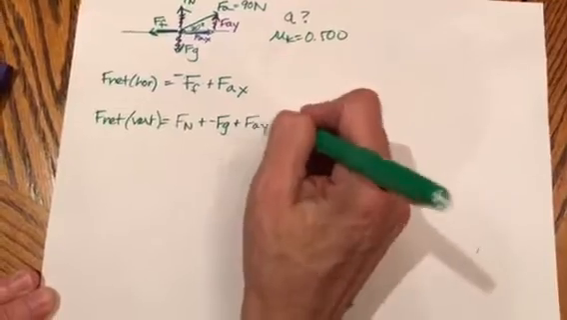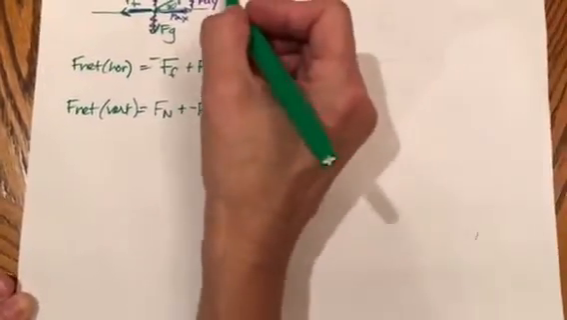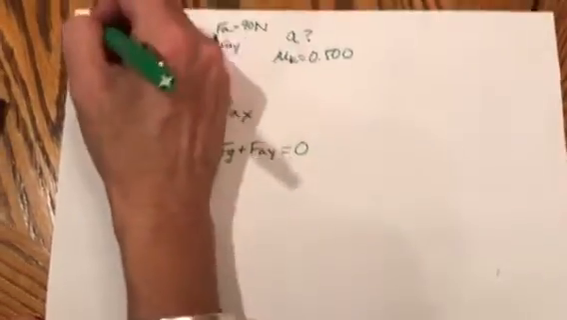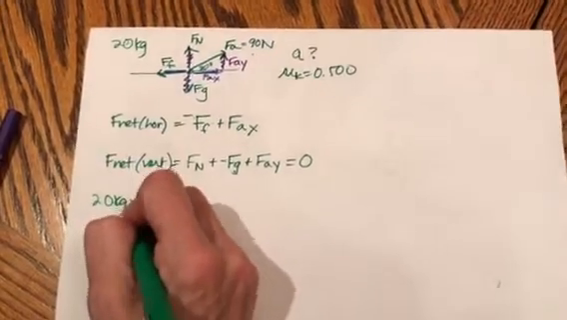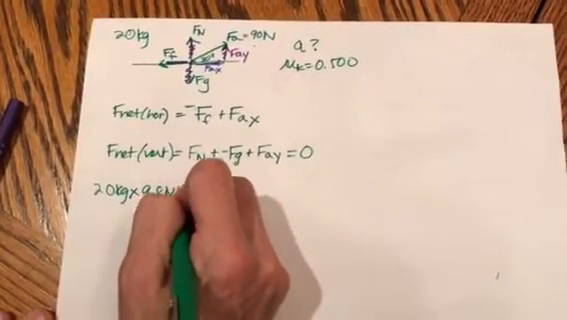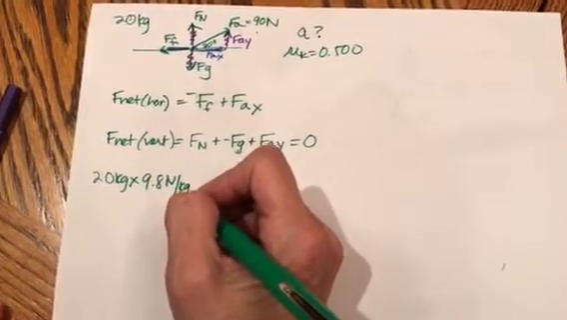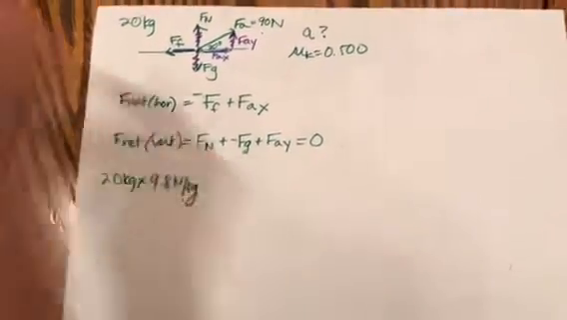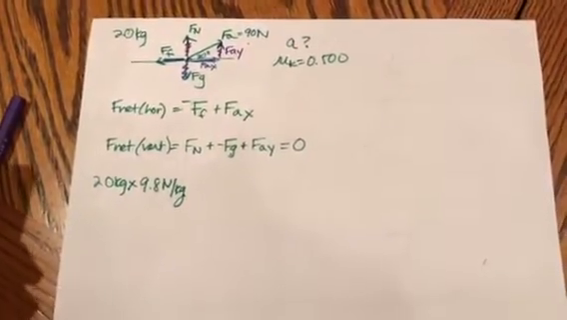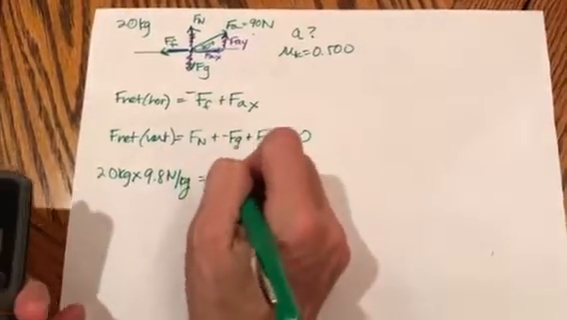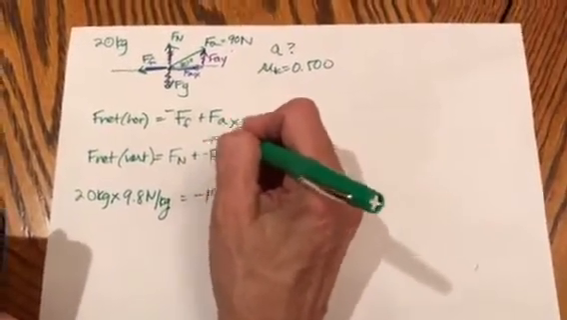Now, vertically speaking, we know that this is equal to 0. So my F of G, because it is a mass of 20 kilograms, I need to take 20 kilograms times 9.8 newtons per kilogram. And we get an F of G of 9.8 times 20, negative 196. So this is negative 196 newtons.